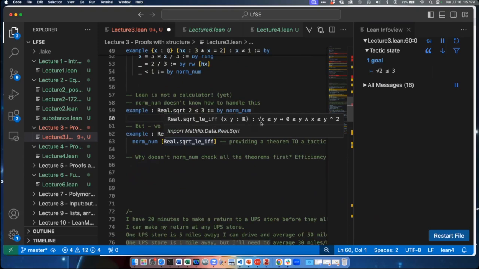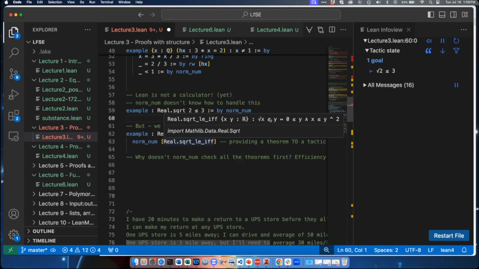The square root of x is less than or equal to y. We'll talk about this symbol. This means if and only if. It means we can go to the right and to the left. They both imply each other. This implies that y is greater than or equal to 0, and we'll talk about this character very soon too, x is less than or equal to y squared.